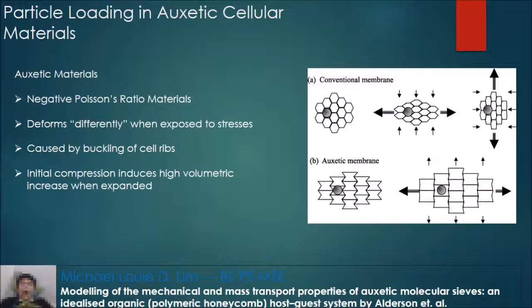This is thought to be due to the buckling of the material's cell ribs upon a prior compression stage, which, when tensile loads are applied, gives a huge volumetric increase, allowing the material to expand both transversely and axially.